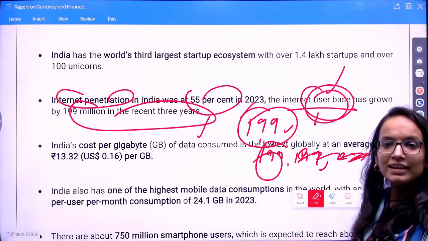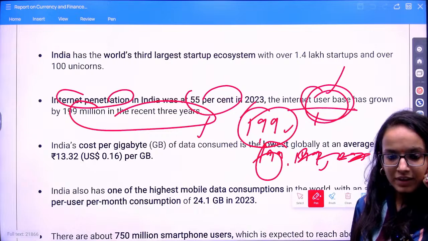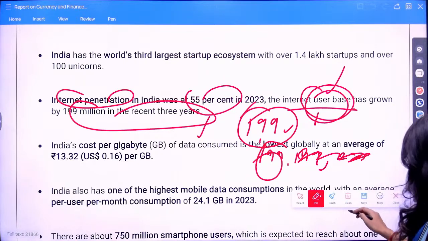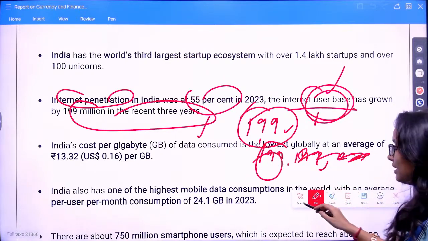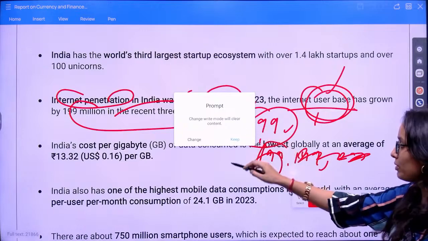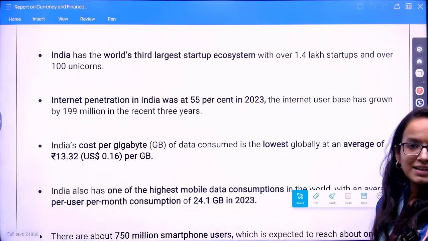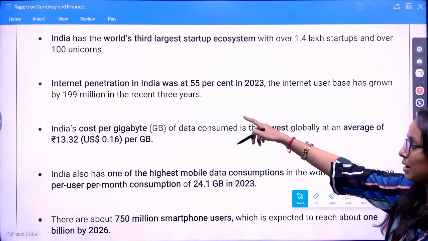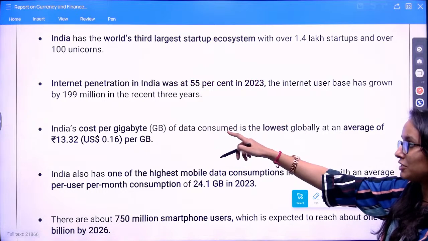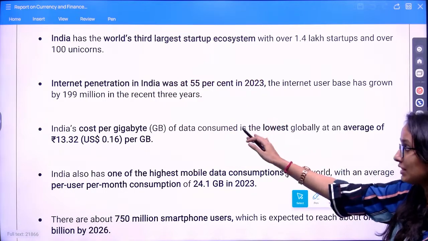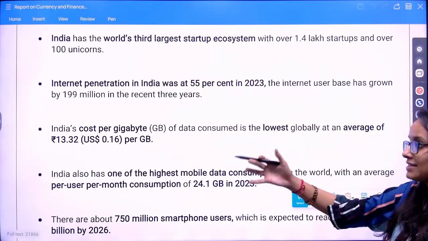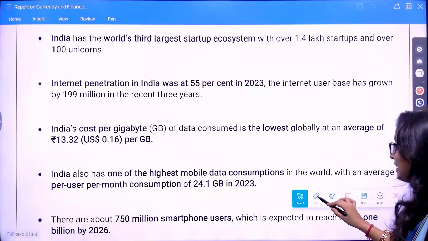I'll let you know regarding the PDFs, where they will be uploaded. So 199 million in recent 3 years. This shows how much internet accessibility has increased in case of India. So remember this thing, presently internet penetration in India was at 55%, and then the internet user base has increased by 199 million.